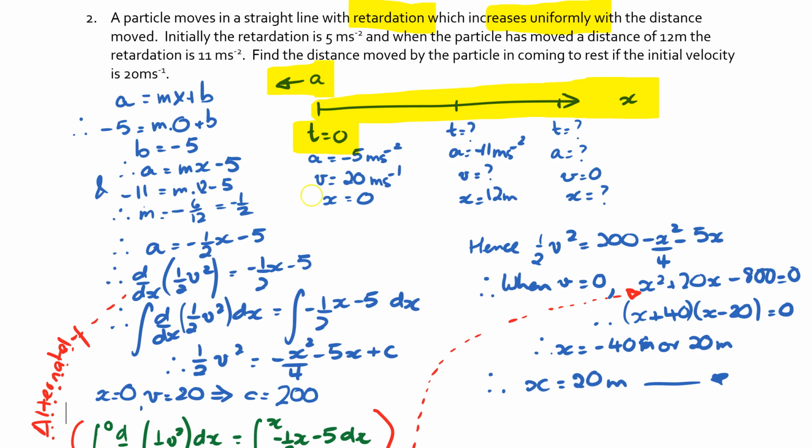So initially the retardation is 5, so that means it's got an acceleration of minus 5 meters per second squared. Towards the end it says initially the velocity is 20 meters per second, and assume initially its displacement is 0. Sometime down the track the acceleration or the retardation is 11, so the acceleration is minus 11. We don't know its velocity at that time down the track, but we do know that it's 12 meters from the start.